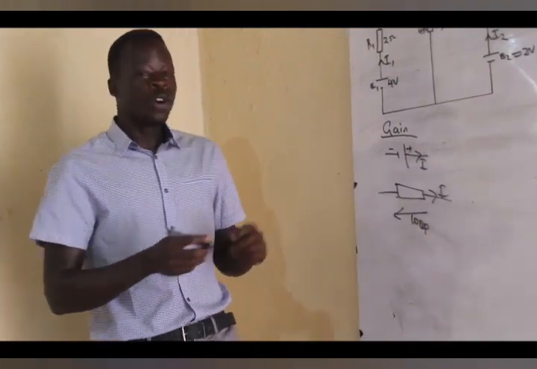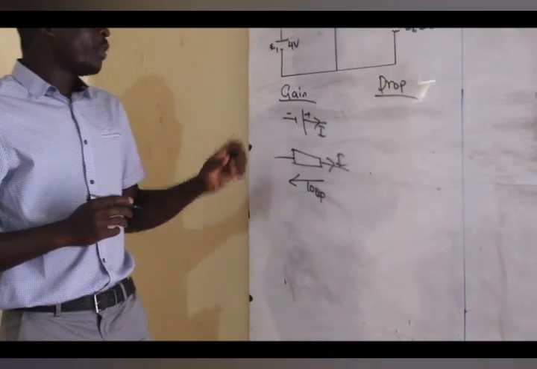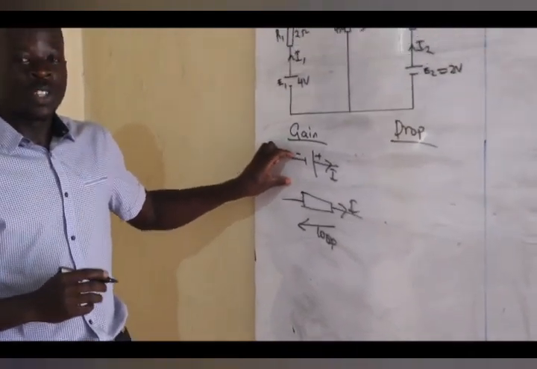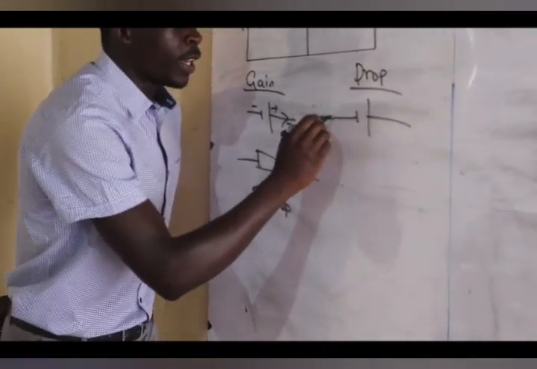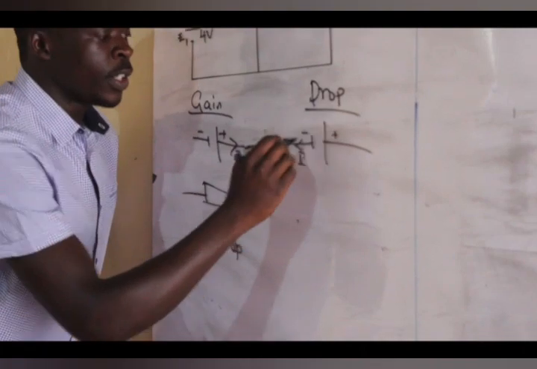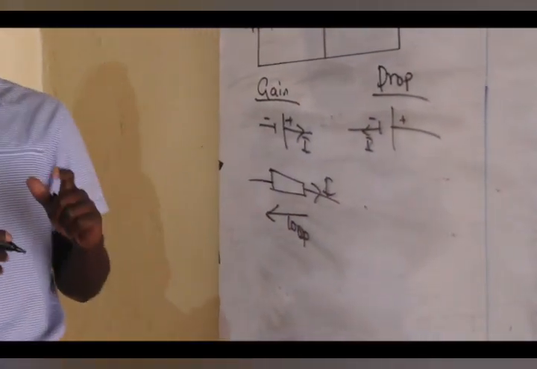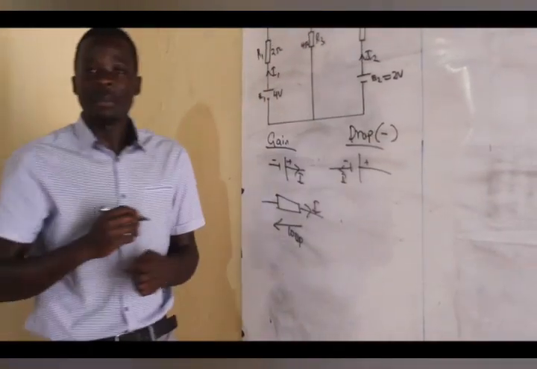And how will you know we are having a drop? For the drop, it will be the opposite at the voltage source. That means the current there will be flowing from negative to positive. So when current is flowing from negative to positive, that one is a drop. And when I say a drop, I mean use a minus.